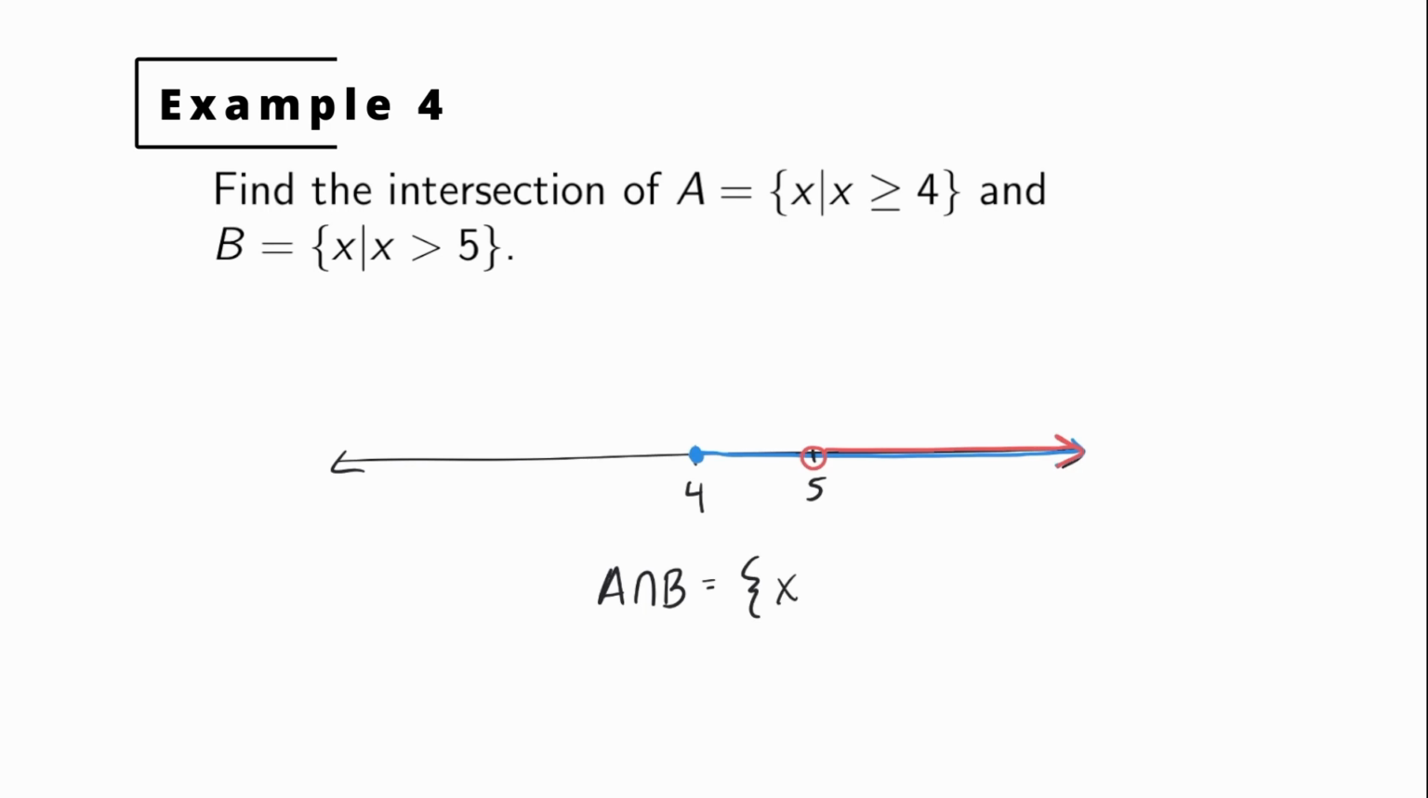So it's x such that x is strictly greater than 5. Any number that is greater than 5 will be in both sets. And any number that's 5 or smaller will not be in B, so it's not included in the intersection. And so it turns out that this set is exactly equal to B. So the intersection of A and B is actually just B. So we would say in this case that B is a subset of A. It's contained entirely within A.